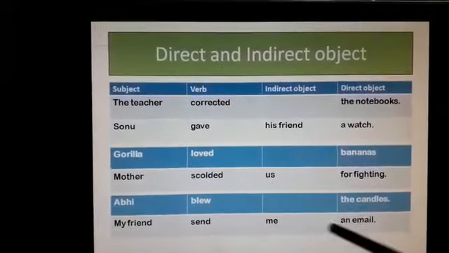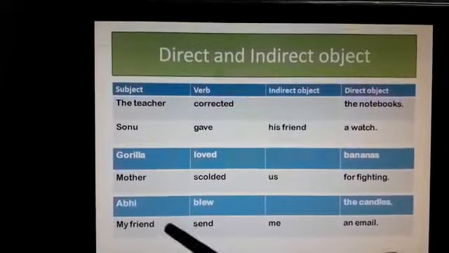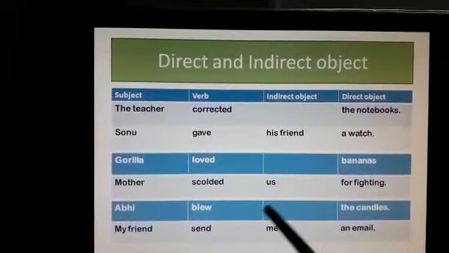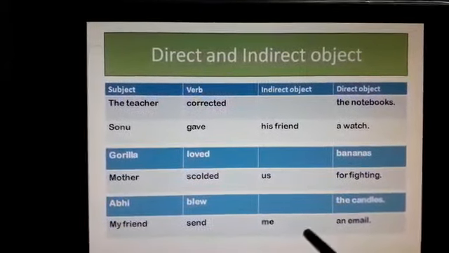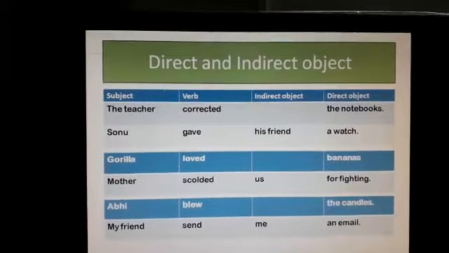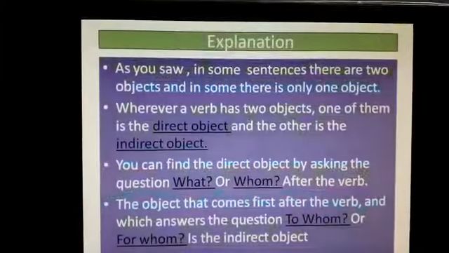My friend sent me an email. Whom did my friend send the mail? My friend sent me an email. So, me is the indirect object. Email is the direct object.